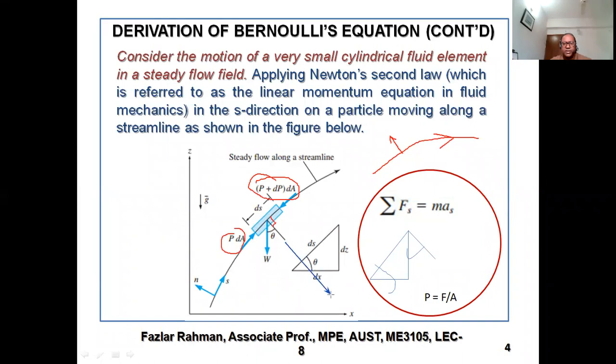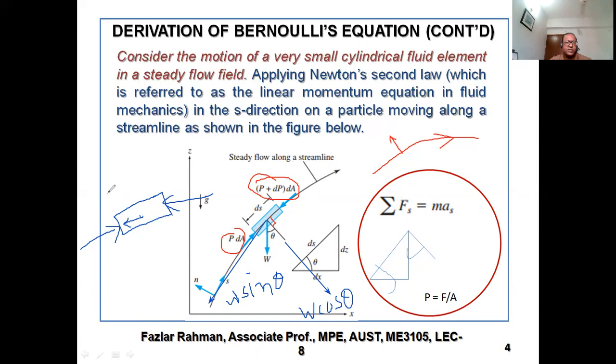Number one, this one will be W cos theta, right? This value will be W cos theta. The other one, working along the streamline direction, will be W sin theta. These are the two components. So now you see in the fluid element you have three forces: one working downward, another working upward, and a component of the weight also working downward, W sin theta. And these three forces will push the fluid element along the streamline.